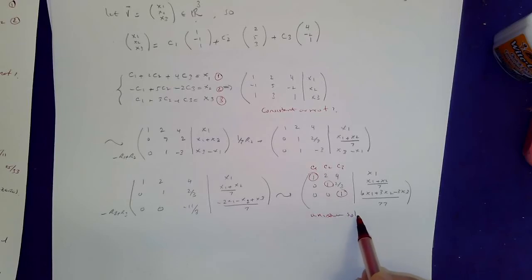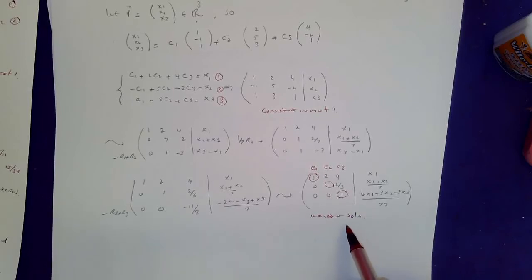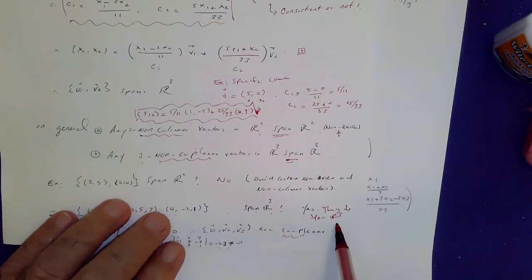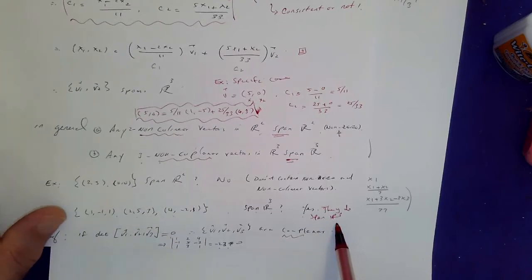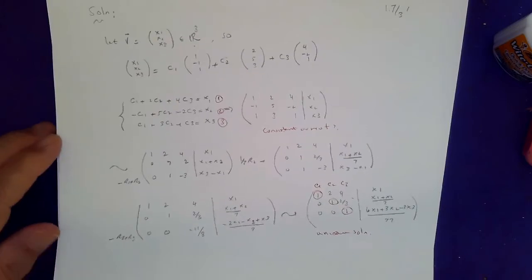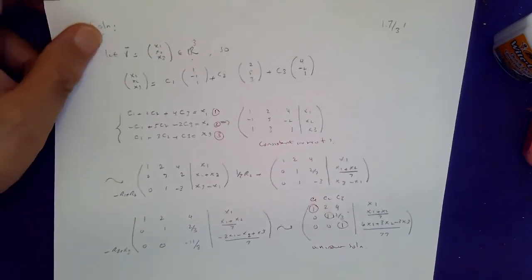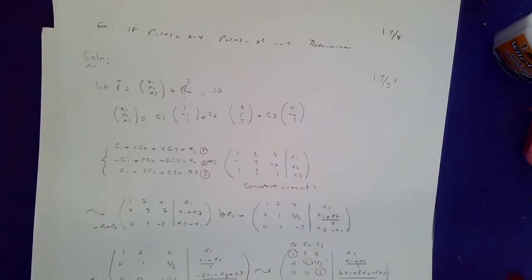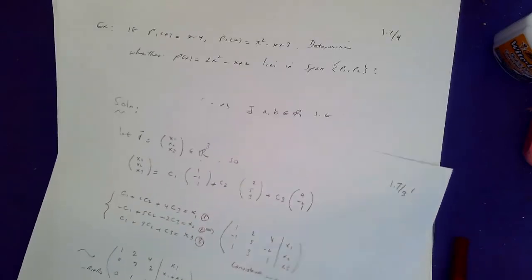Do you see it? Because you have a solution, then you can come back here and say, yes, they do span R3. What does that mean once again? Any vector in R3 can be written as a linear combination of the three vectors which you gave me.